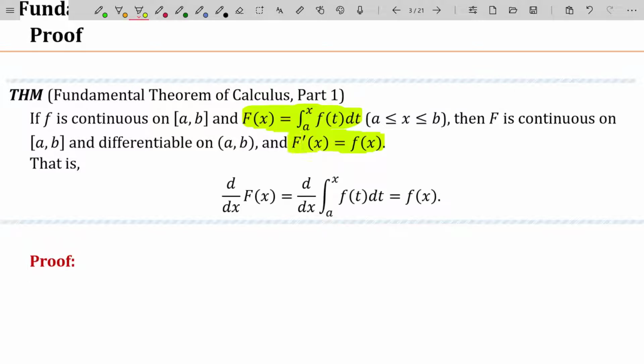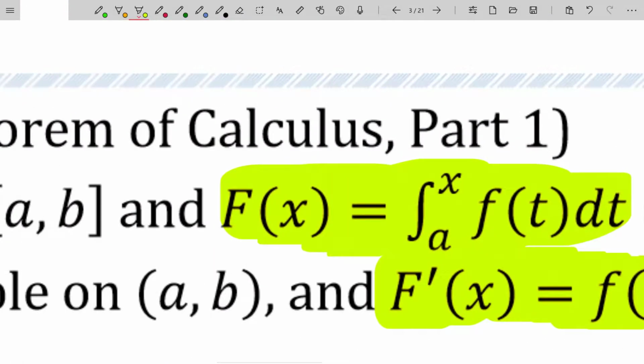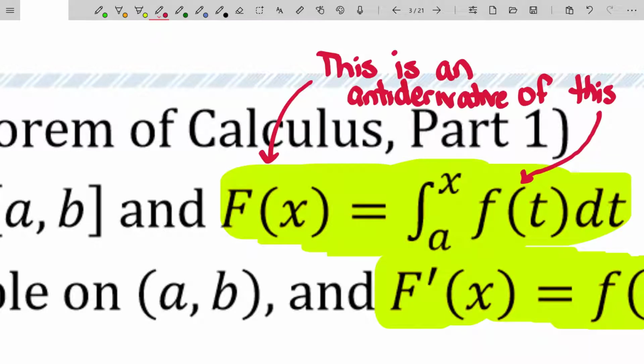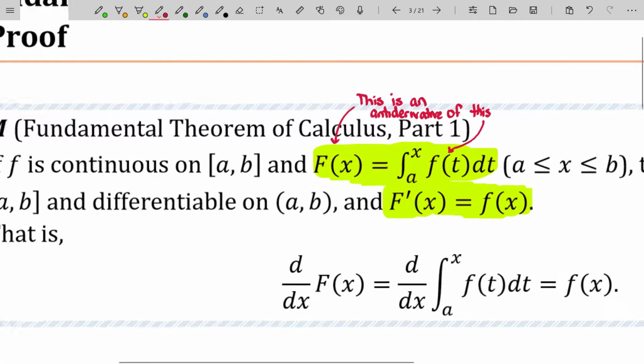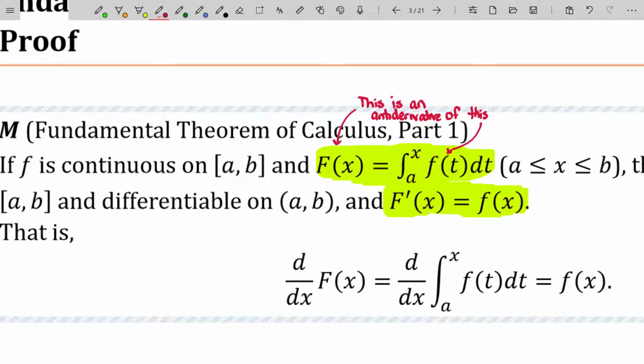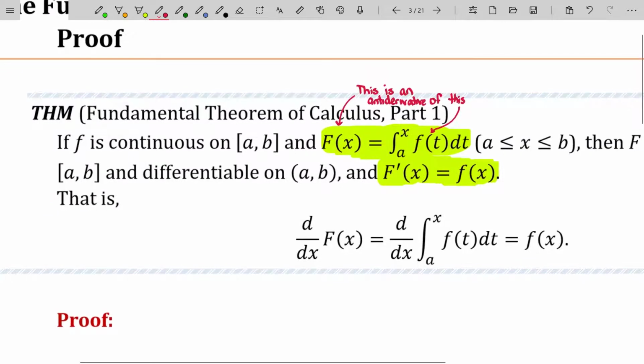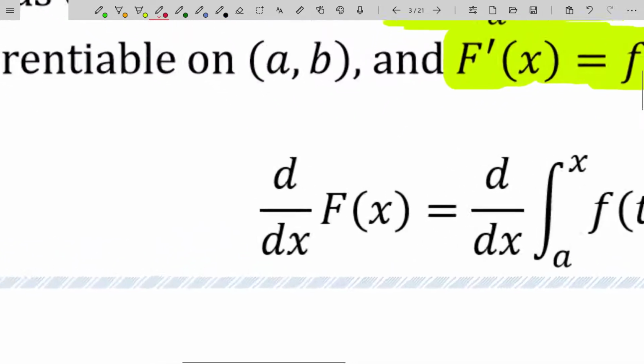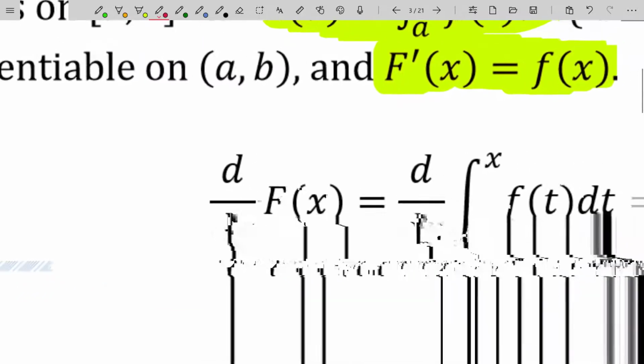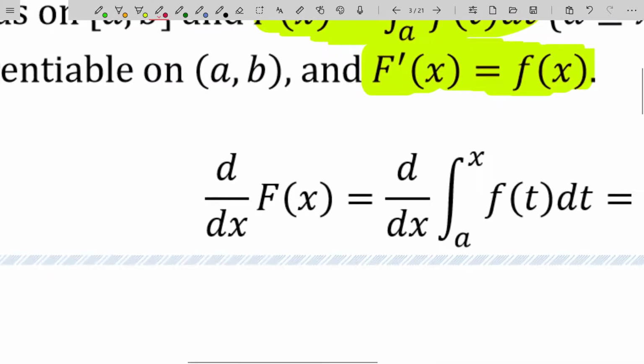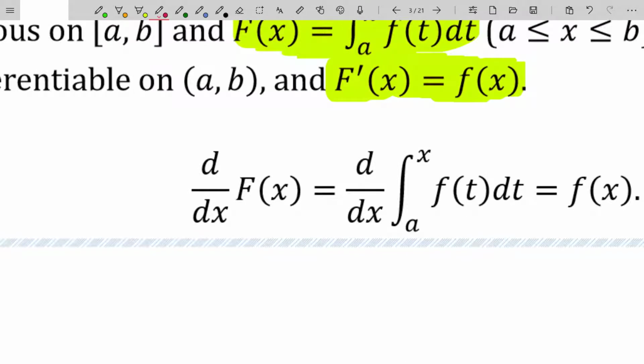That is, capital F right there is an antiderivative of little f. It's a very powerful statement because we're tying together old with new, the old being derivatives and the new being definite integrals. A better way to say this theorem is that the derivative of capital F, which is the derivative of that definite integral, the integral function there, is going to be little f of x.